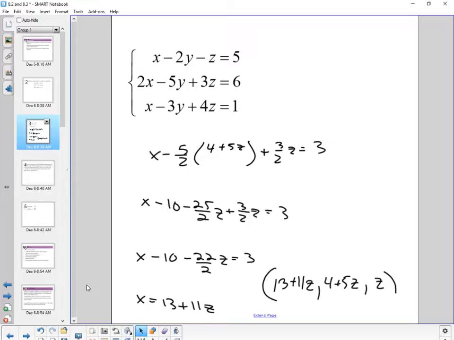Yeah. Oh, that makes sense. You could try to solve the system with elimination, and you would still come to the same conclusion.